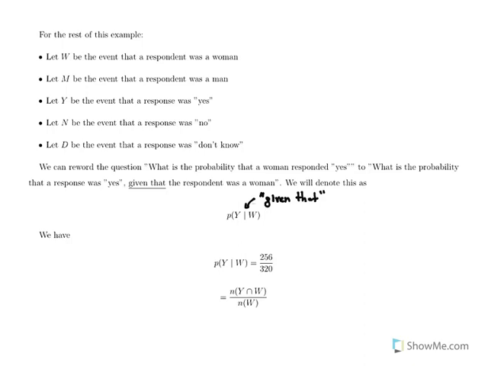So we found that this was 256 out of 320 on the previous page. But note that how we actually found that was we changed the denominator to be N(W), how many women there are total. And the top was not the total number of yes, but the total number of yes and women.